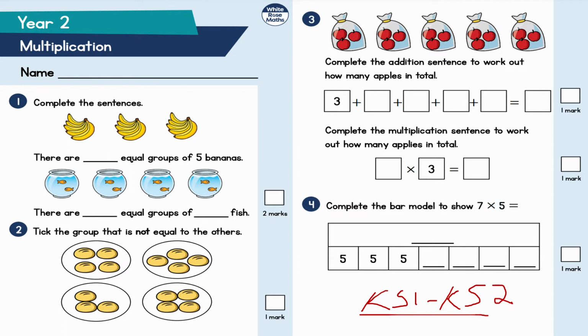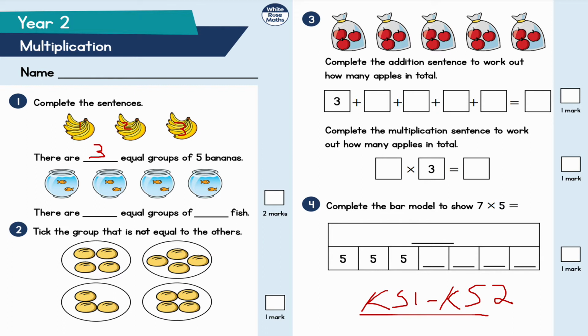This is question number 1. Complete the sentences. I've got bananas. There are 3 equal groups of 5 bananas. 1, 2, 3.